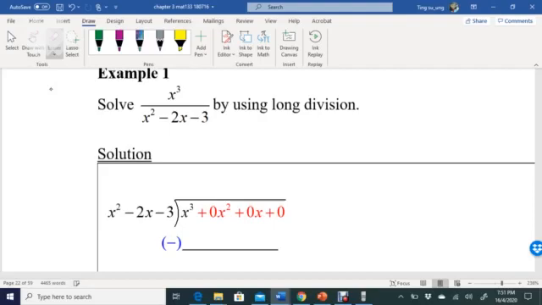So you do it one by one. Look at this one. You have x power of 2. You have x power of 3. So how are you supposed to solve?